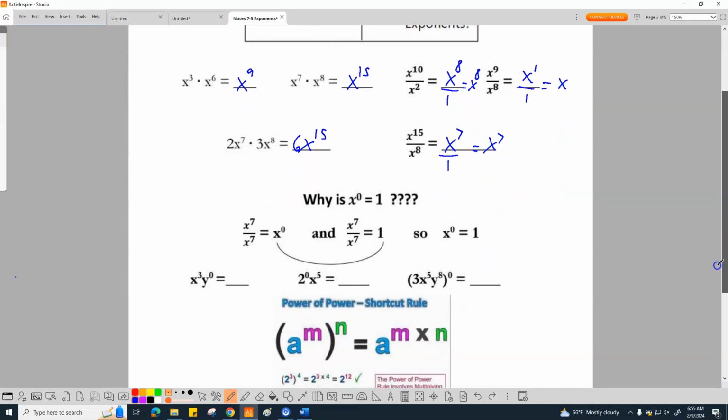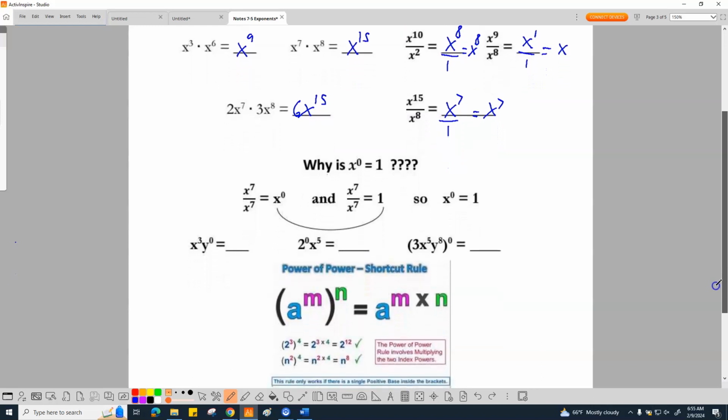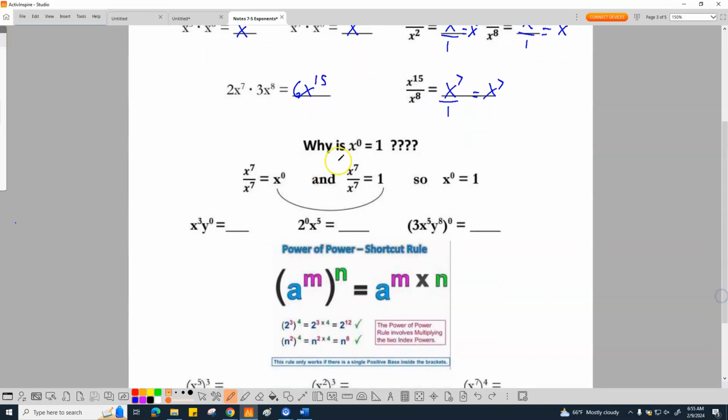Okay, so this is pretty neat. Why does x to the 0 equal 1? Pretty cool. It's in the notes. I actually didn't see this in the notes. I should have seen this. I don't know how I missed it. It's pretty neat. Why is this the case? Well, check it out. This is pretty self-explanatory here. Why it equals this?